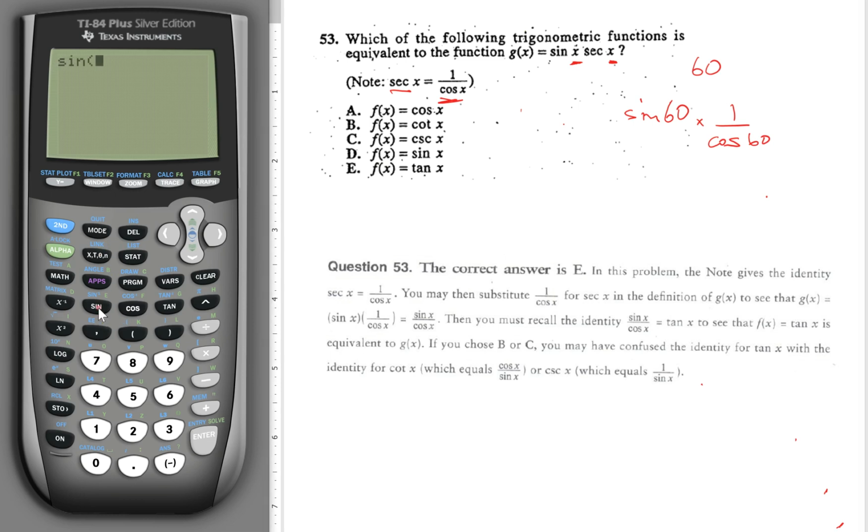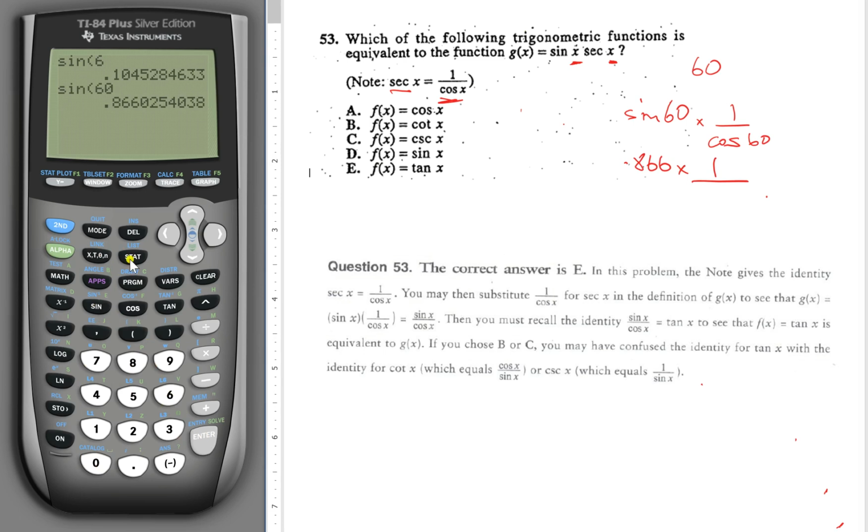All right, so we've got sine 60, which is 0.866. So we've got 0.866 times 1 over cosine 60. All right, so what's cosine 60? None of this is hard. It's 0.5. All right, we're just going to let the calculator do all the heavy lifting for us. So we'll do 0.866 times 1 divided by 0.5. Right? We get 1.732. Now all we have to do is find which of these answer choices gives us a value of 1.732.